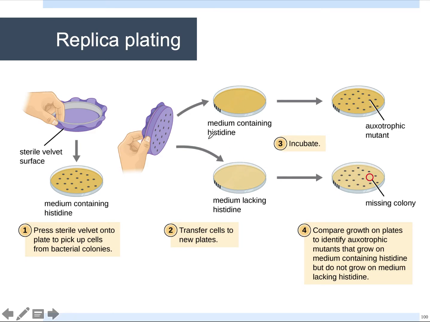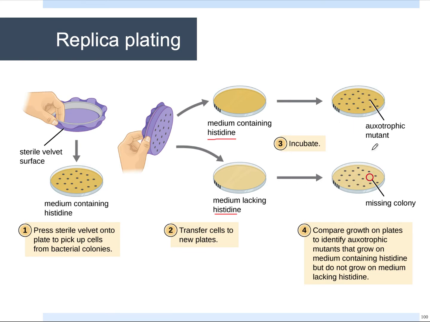One would have histidine, one would not have histidine. So you have two of these. Each of them you use to plate one of the plates. You need to note where you're beginning the plating, where your hand is, because the arrangement of the colonies as you transfer them should be the same for the two plates so that you can compare directly. So after you've transferred them, you can then incubate and then check for the growth of the colonies.